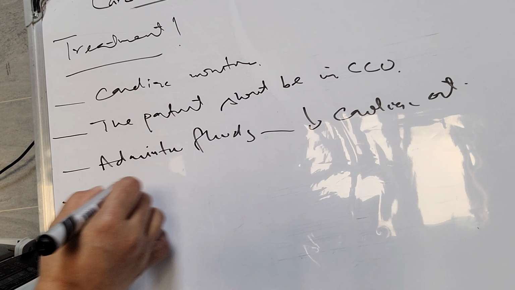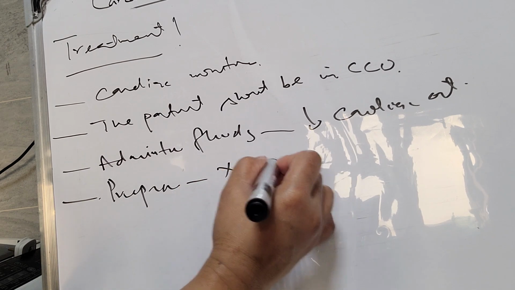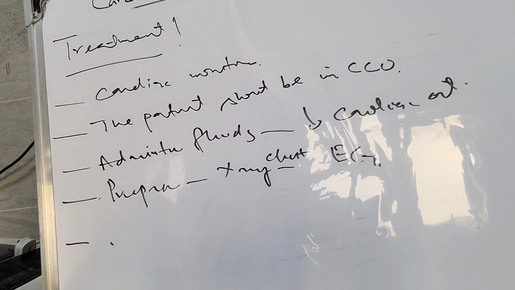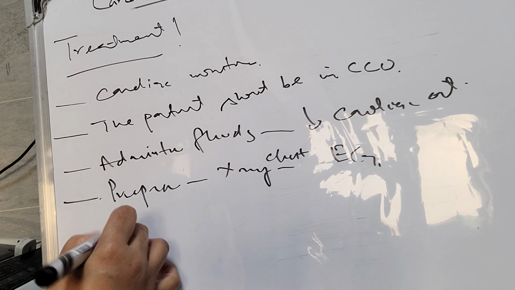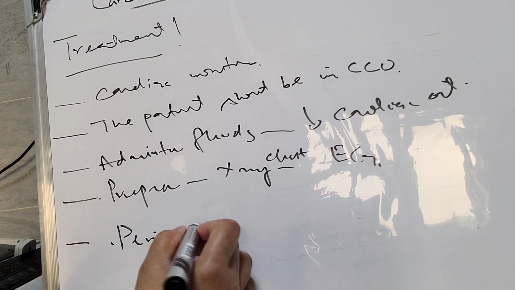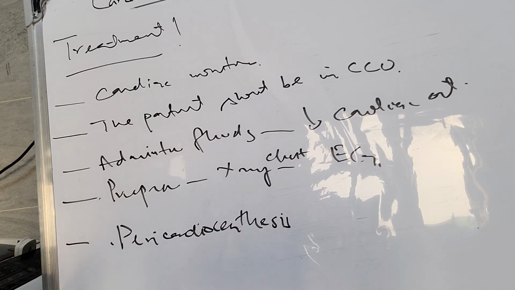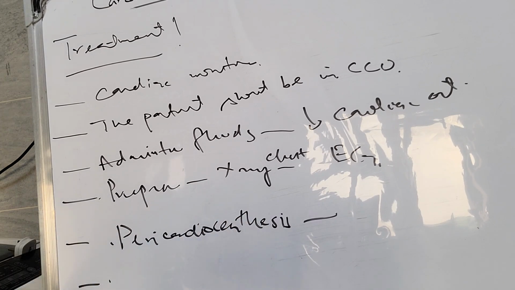Prepare the patient for X-ray chest and ECG. Very important. Prepare the patient for the very important pericardiocentesis. What is pericardiocentesis? They will put a catheter in the pericardium to remove the extra fluid. So pericardiocentesis is very important.